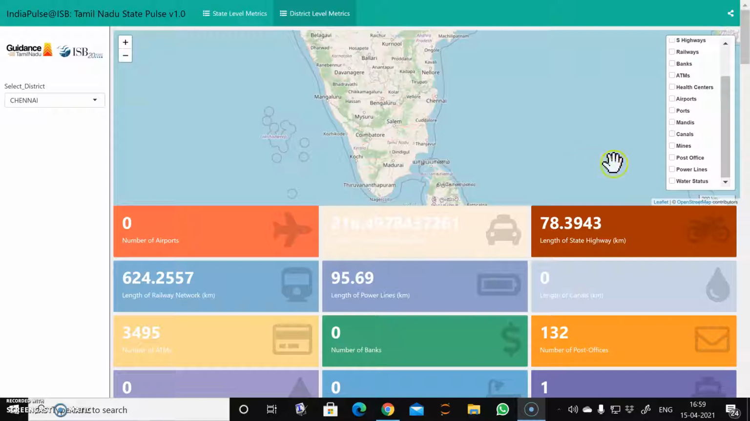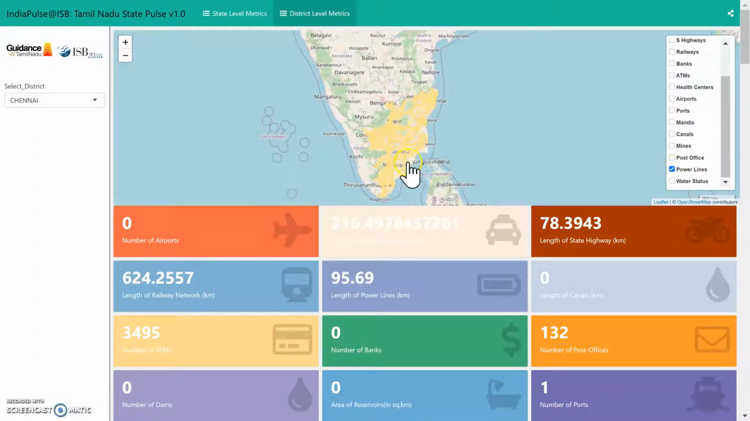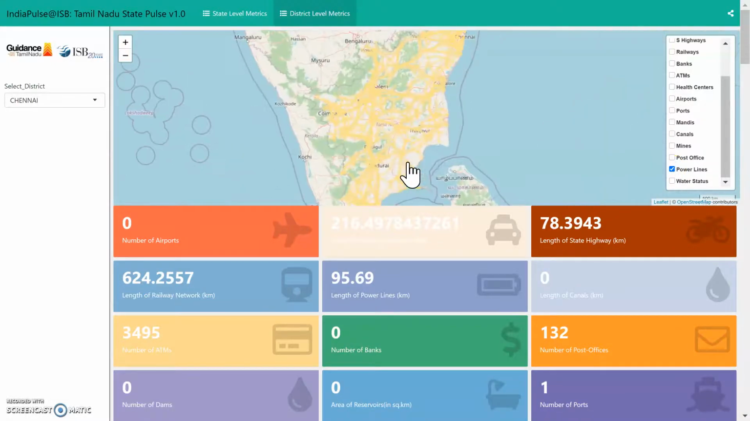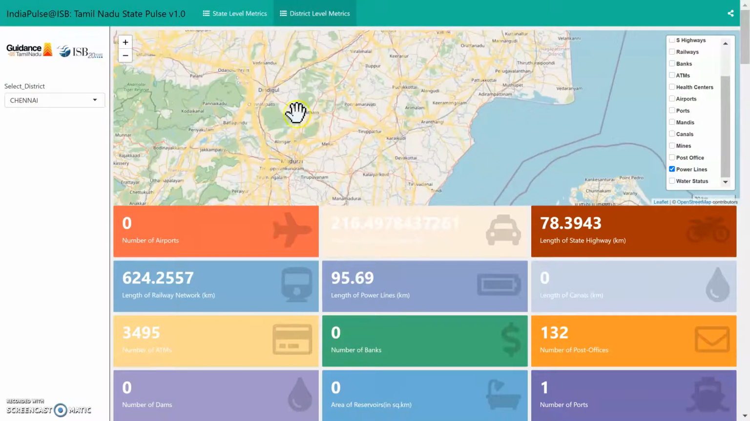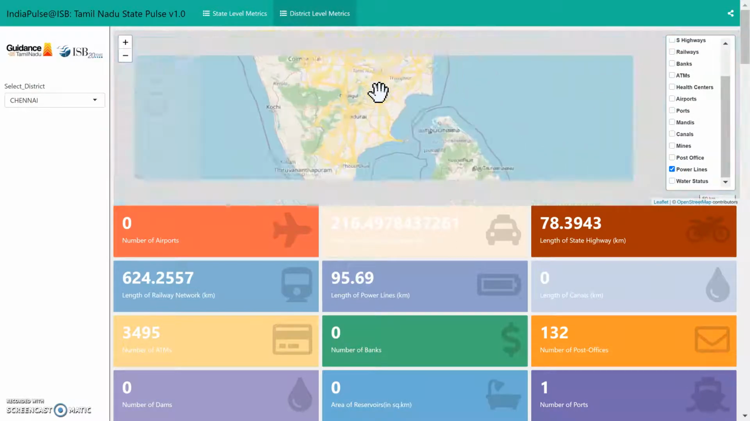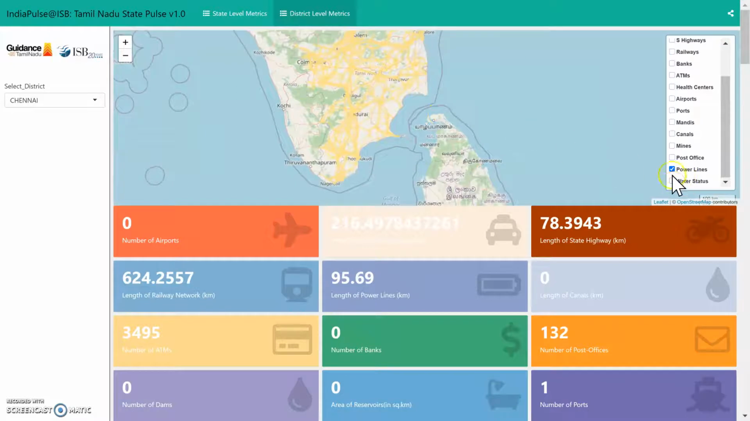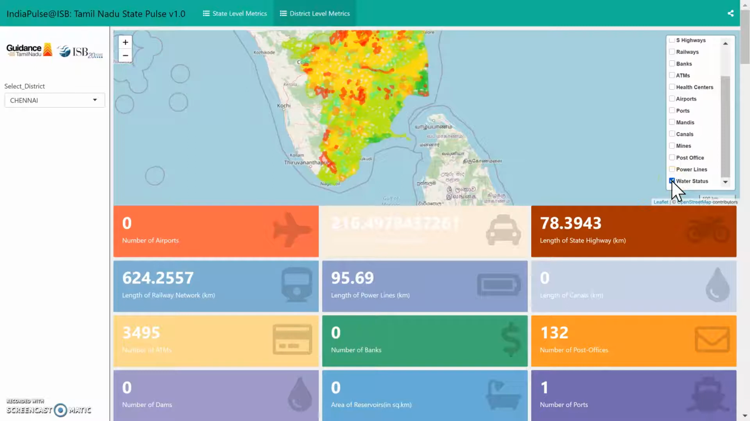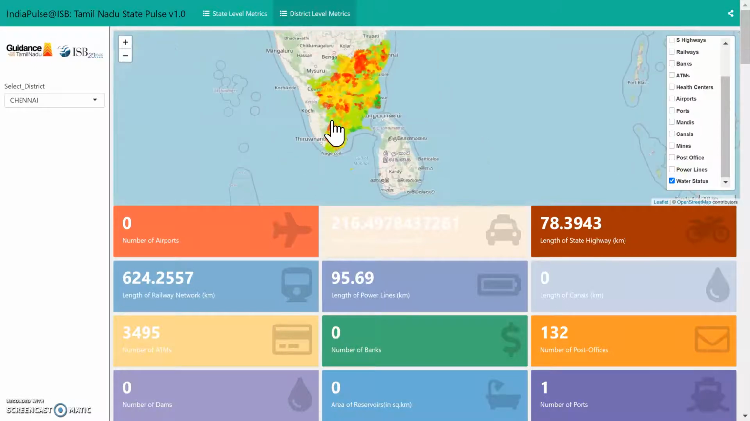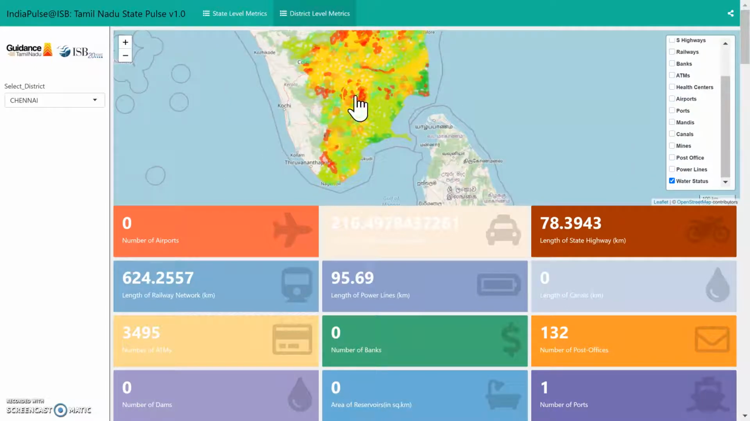For example, suppose you want to know where the power lines are. Okay, so I'm going to click on power lines and now it shows you, and you can actually see it close up where the power lines are. Okay, that might be useful information. Suppose you want to know what the water availability is. So let me go on water status and this shows you what the water status is. Red area shows that the water situation is critical. Green shows that it's pretty good.